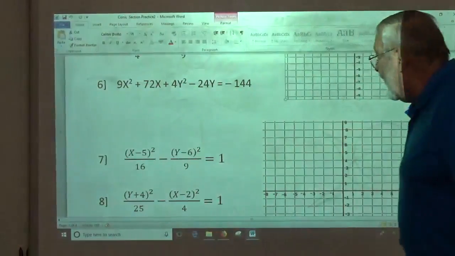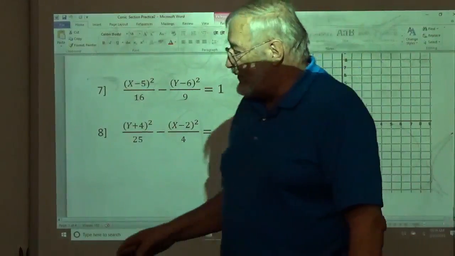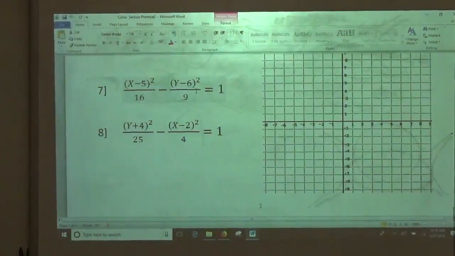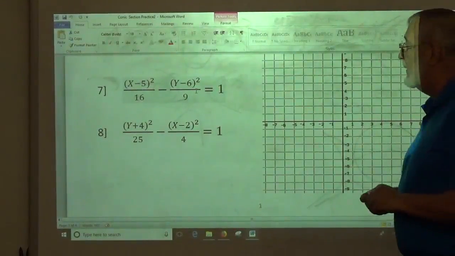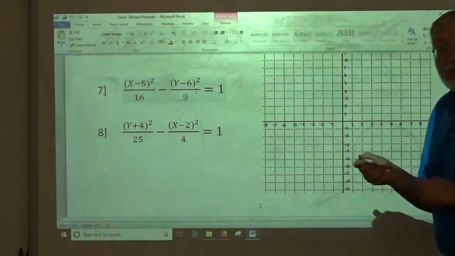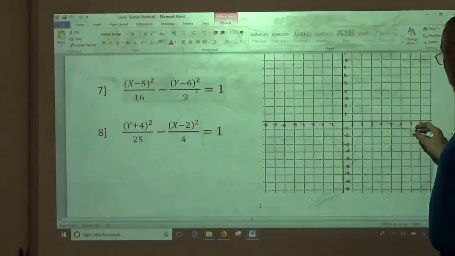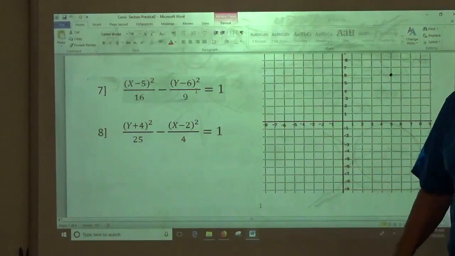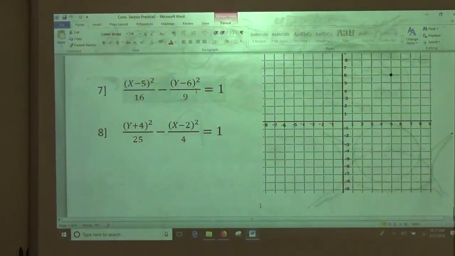Okay? All right, so, let's look at this one. Okay, what do you notice? Let's see, yes, hyperbola. Hyperbola, okay? So, where's the center going to be? 5, 6. 5, 6, okay. On your paper, if you will, draw a coordinate plane, and then at 5, 6, put a dot. It doesn't have to be perfect. This is my sketches.